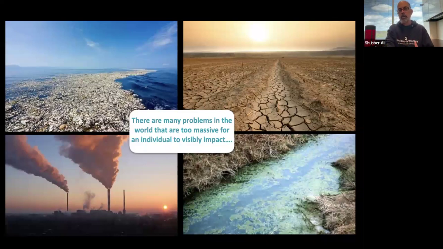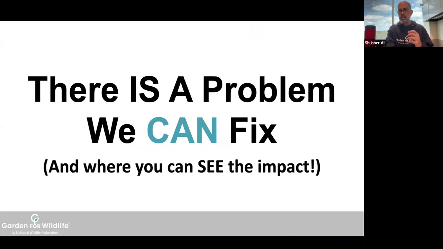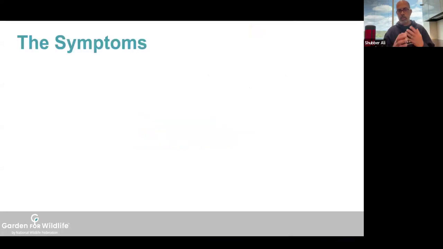But what they really liked about Garden for Wildlife, and what I want to talk to you about today, is that this is a problem that you can fix at the individual level and see the difference at the individual level as you're making the fixes, as you're doing the things to help restore biodiversity and help the declining pollinators and songbirds and the rest. So I want to get into what the problem is first.